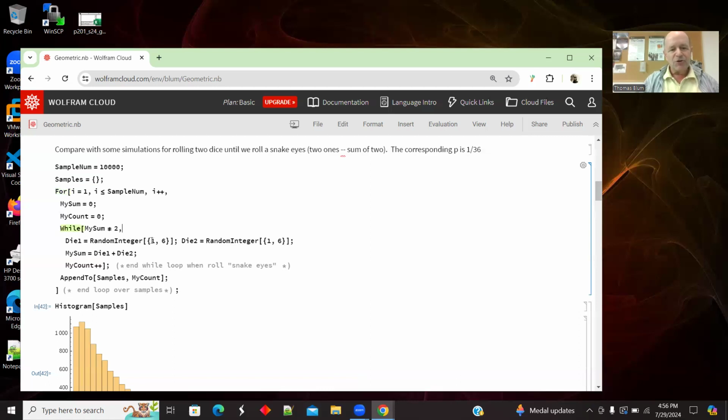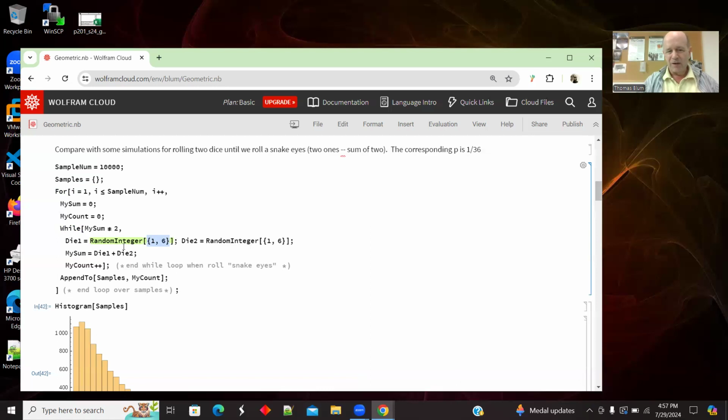Getting a random integer within this range. So the square bracket is my method of random integer. The curly bracket is defining my range. I'm getting a random number inclusive between 1 and 6. I'm getting another one. I'm adding them. I'm incrementing my counter. That's my while loop.